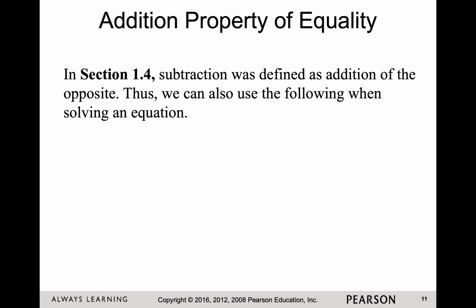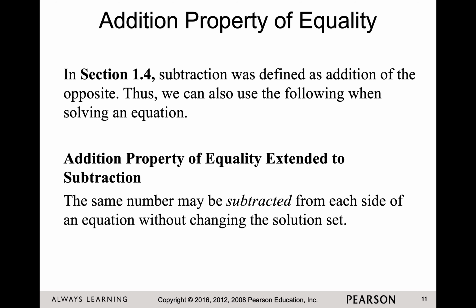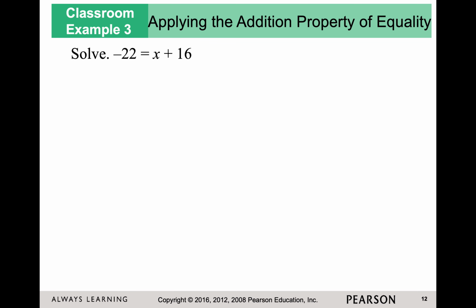So in section 1.4, we said subtraction was the same as plus negative. So the same can be done when we're actually solving an equation. So here's my equation, x plus 16. I can do the inverse operation of addition, which is 16, and I can subtract 16 from both sides. So all we're doing is opposites. If I'm adding 16 to x and I want to get rid of it, I'm going to subtract it from both sides.